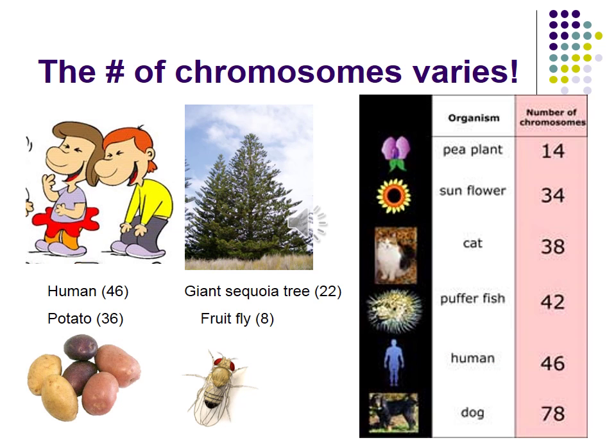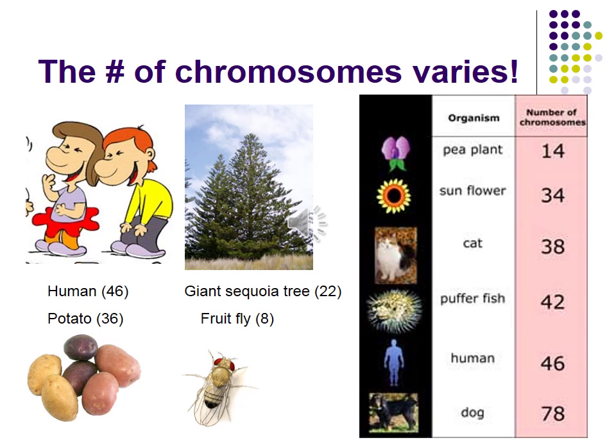The number of chromosomes in every organism varies. You can see in this slide that humans have 46 chromosomes. Giant sequoia trees, and if you've ever been there, they're huge trees, they're just so amazing, and they've been alive for so long, but they only have 22 chromosomes. Potatoes have 36 chromosomes. Fruit flies, these little tiny things, have 8 chromosomes.